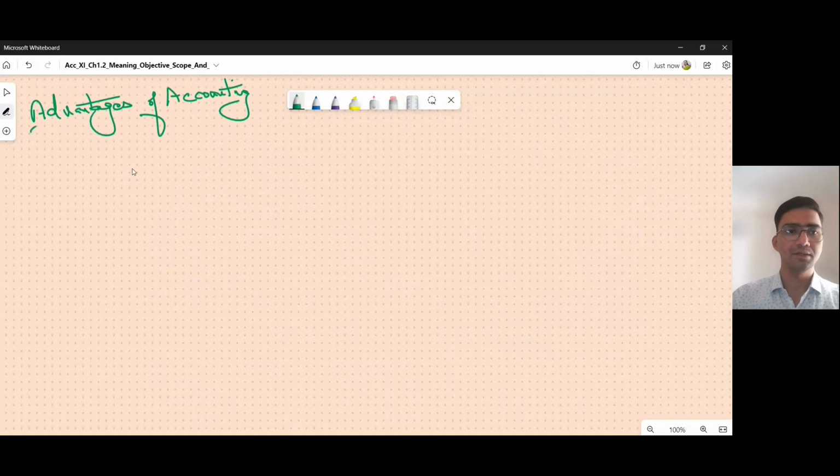So why is it advantageous to do accounting? Now, some of our points will be repeated. Whatever we have done up till now, we'll come across them again. So the first thing is to provide financial information about the business. It's an advantage. When you do accounting, what is an advantage?